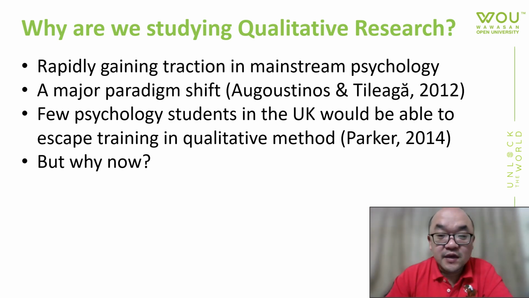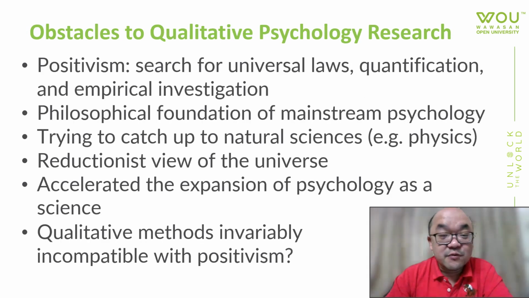Okay, so no questions that it is quite important, given that a lot of people are now saying that it's essential, there's a paradigm shift, etc. But why now? Why the sudden popularity of the method itself? Well, apparently before this, there were quite a few obstacles to the promotion or adoption of qualitative research in psychology. As we'll learn later, the main reason cited behind the lack of promotion or application of qualitative research methods in psychology is the basis of positivism in psychology.